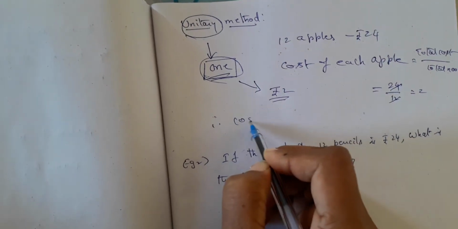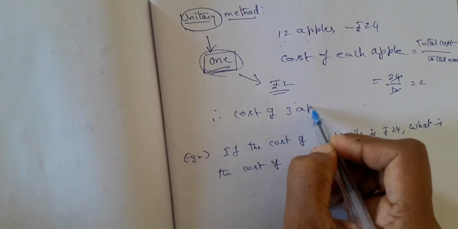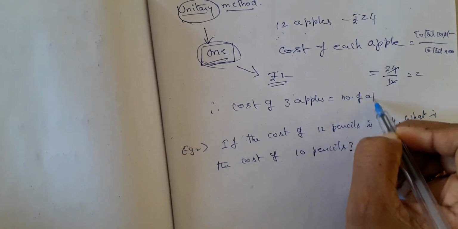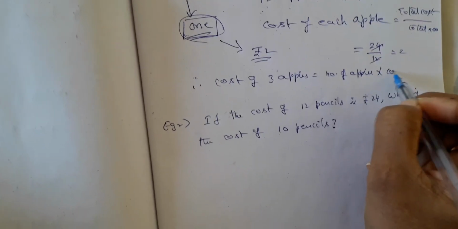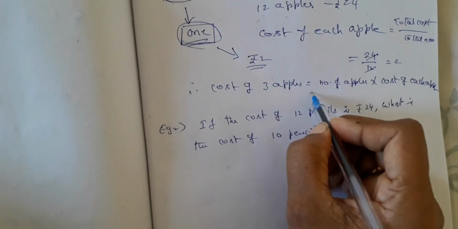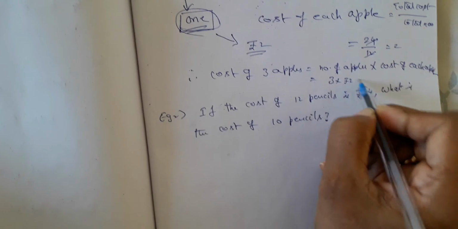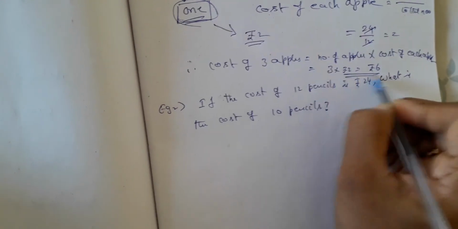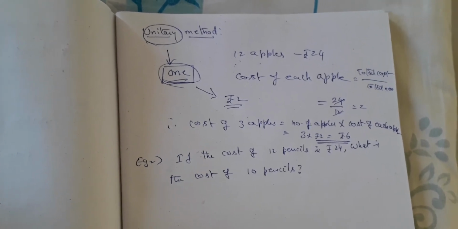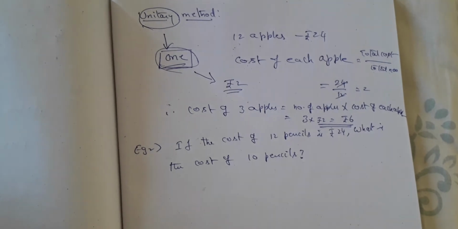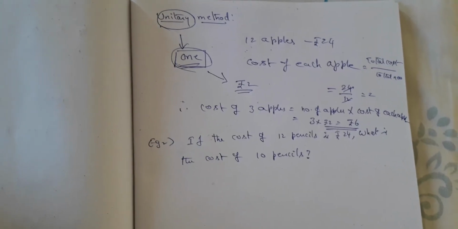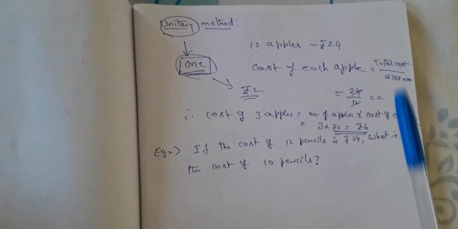Therefore, the cost of 3 apples is equal to the number of apples multiplied by the cost of each apple. This is 3 into rupees 2, which is equal to rupees 6. So this is called the unitary method. You are all very well aware of this method, but when you are a child, to understand everything you are doing so many steps.